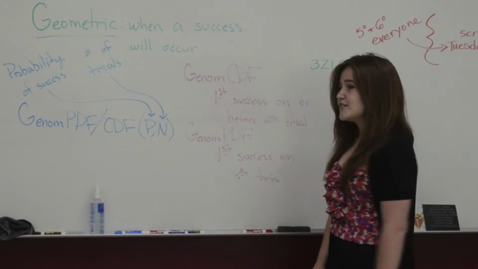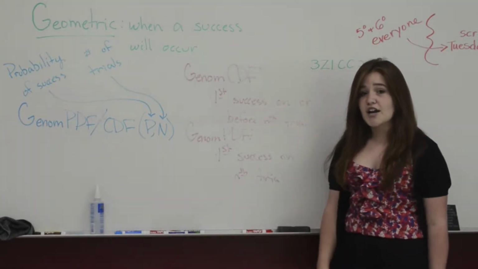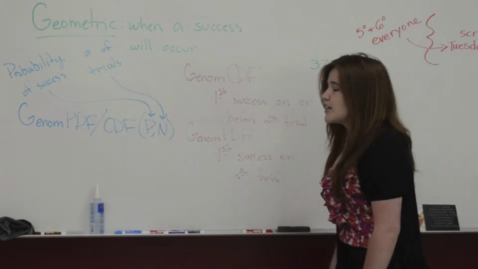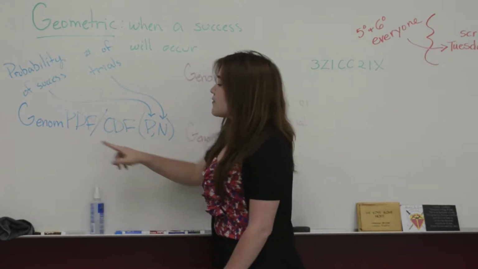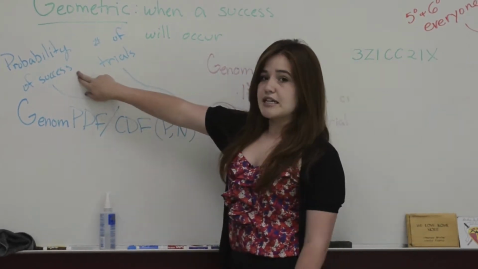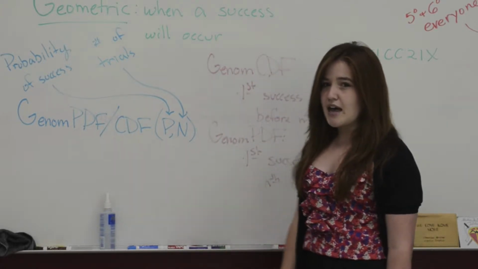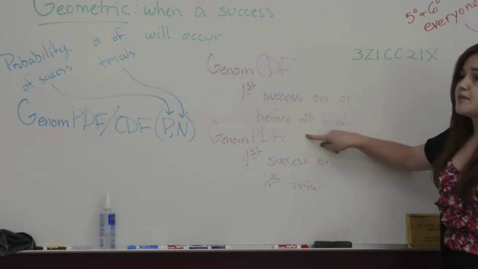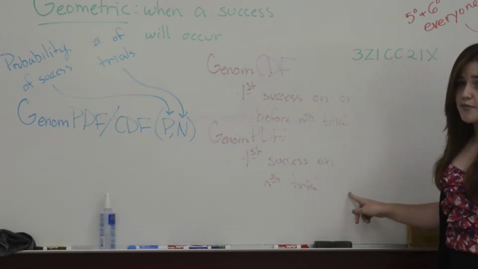Geometric probability focuses on the probability of when a success will occur. This can include on the nth trial or on the nth or before trial. So, either way, you're going to be using a special format on your calculator. For geometpdf or cdf, it's going to be p, n, where p is the probability of success and n is the number of trials. But how do you know when to use PDF or CDF? Well, for PDF, it's going to be the first success on the nth trial, and you're going to be trying to find the probability of that.